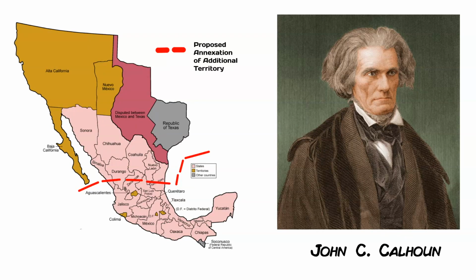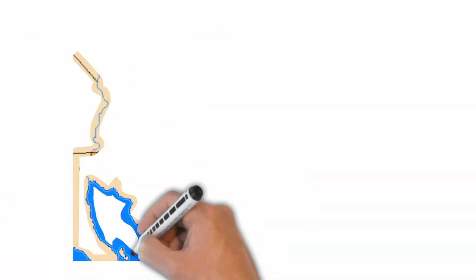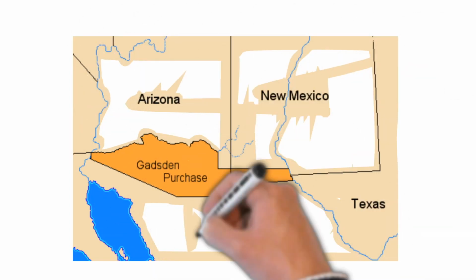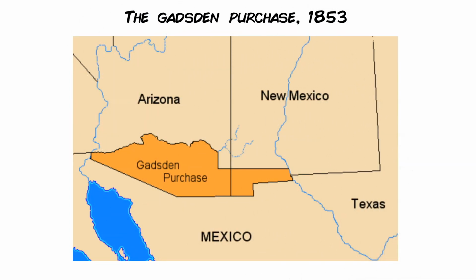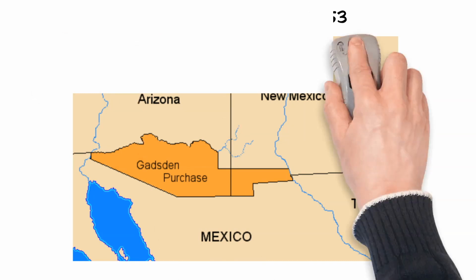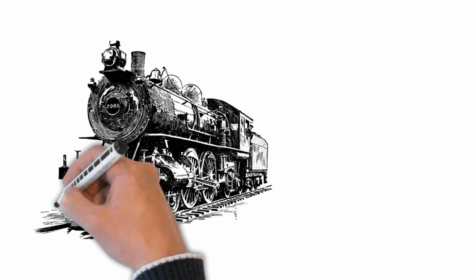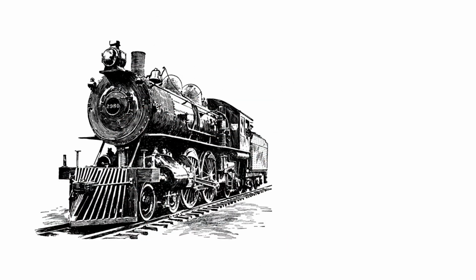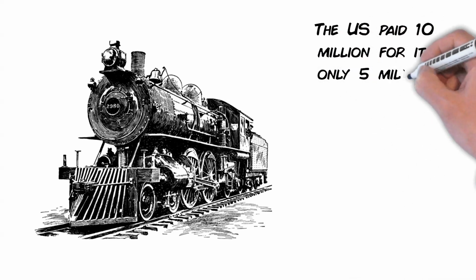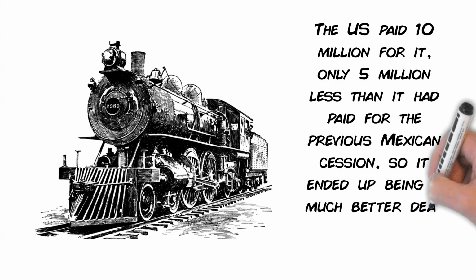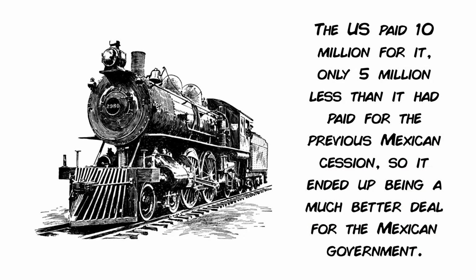So the U.S. kept the sparsely populated northern half, and a few years later, in 1853, bought a smaller area, the Gadsden Purchase. This was mostly because the United States wanted to build a southern transcontinental railroad, and the Gadsden acquisition had flatter land conducive to it. The U.S. paid $10 million for it, only $5 million less than it had paid for the previous Mexican cession, so it ended up being a much better deal for the Mexican government.